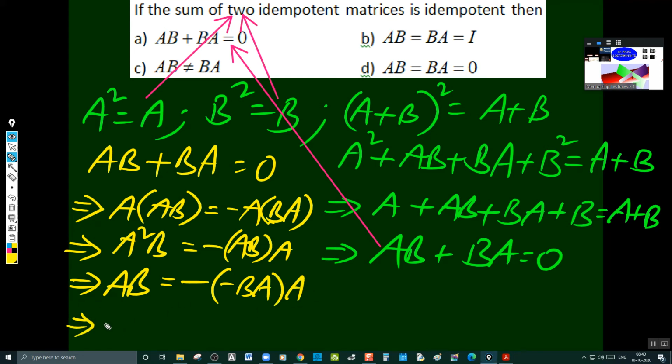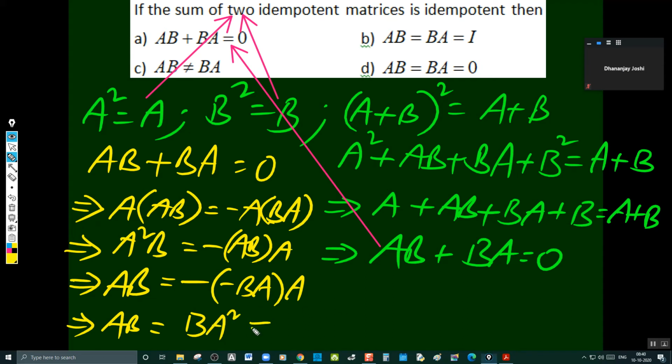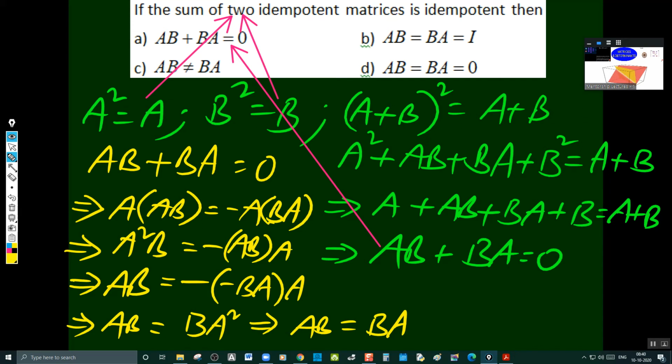So what do I get? AB is equal to BA square. But what is A square? A. That's it. So AB is equal to BA is also correct. So, but B and D, there are two options. Cannot be B, right? Cannot be I, right? It cannot be I. So it will be D. It should be 0 then, isn't it?